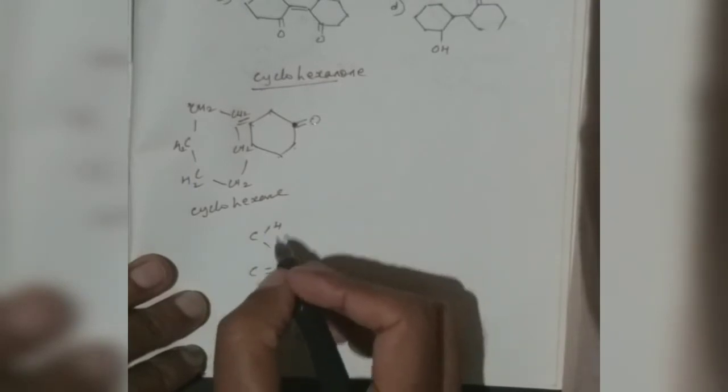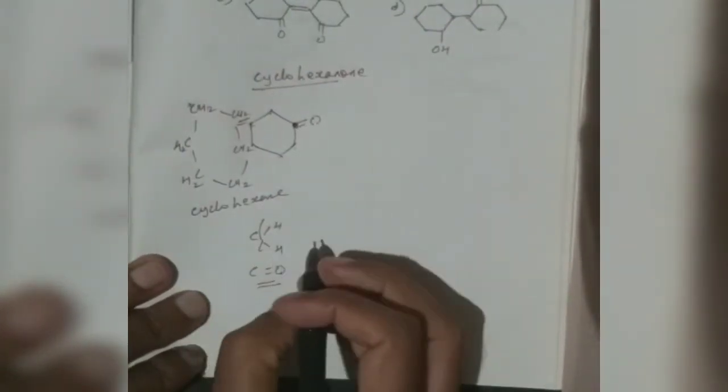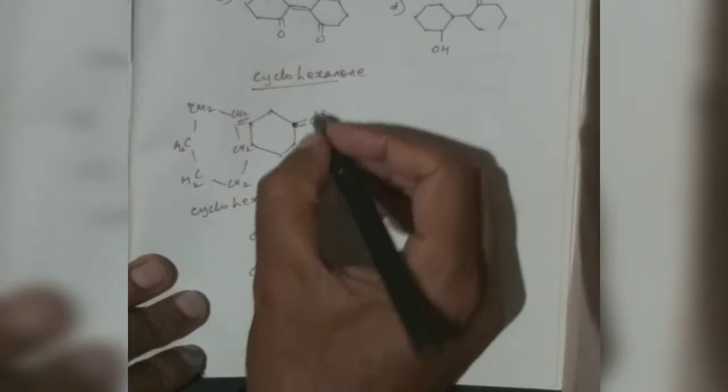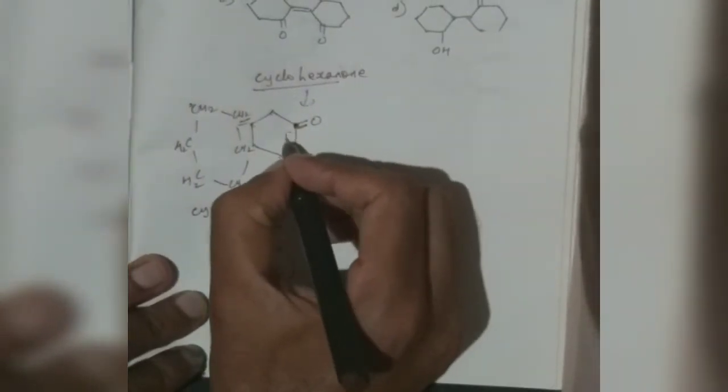Because the moment I replace oxygen, the valency part is there, because carbon is losing both hydrogens. So we write the C double bond O. So this is the cyclohexanone structure. This will be the structure. Now this part, I told you, is C double bond O. This is the functional group.